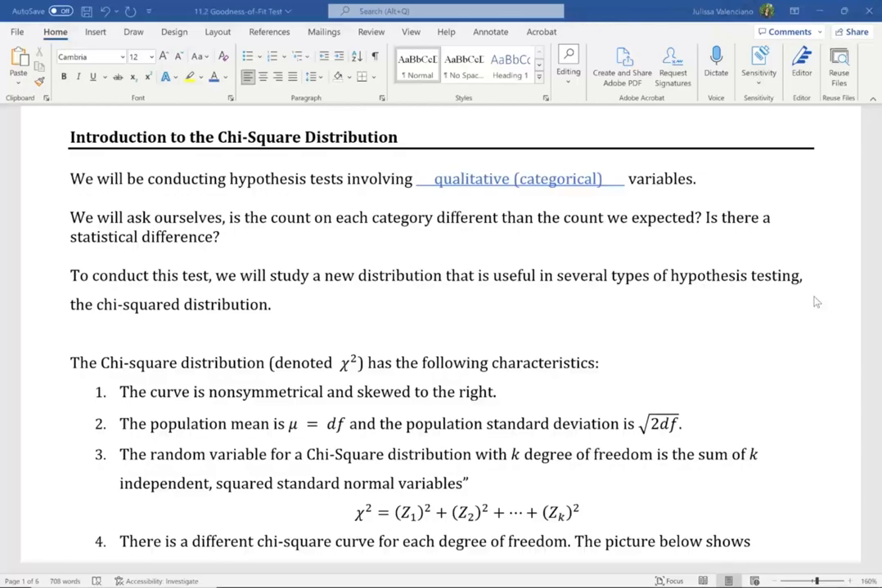In this type of hypothesis testing, we ask ourselves, is the count in each category different than the count we were expecting to see? And we do expect to see a difference. But the main question we're asking ourselves here is, is there a statistical difference? Is there a significant difference? This lesson is going to help you get ready to conduct those types of hypothesis tests. That is why we're looking at the chi-square distribution.